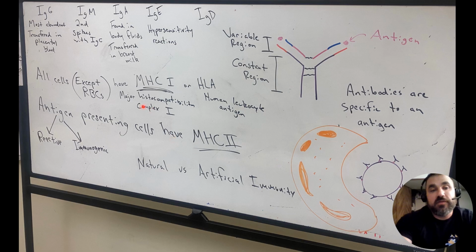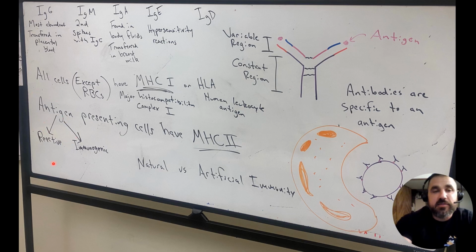Okay, so this is talking about MHC1 and MHC2. So remember, MHC is major histocompatibility complex. So all cells except red blood cells have MHC1. It's their hall pass. Sometimes we also call it HLA antigens. It's a human leukocyte antigen. And then MHC2 are just on antigen-presenting cells like macrophages or dendritic cells.